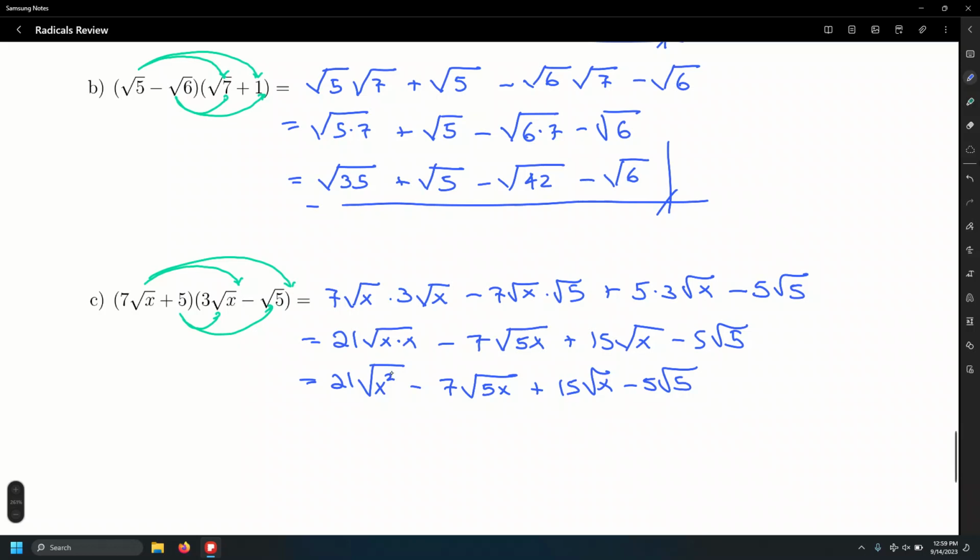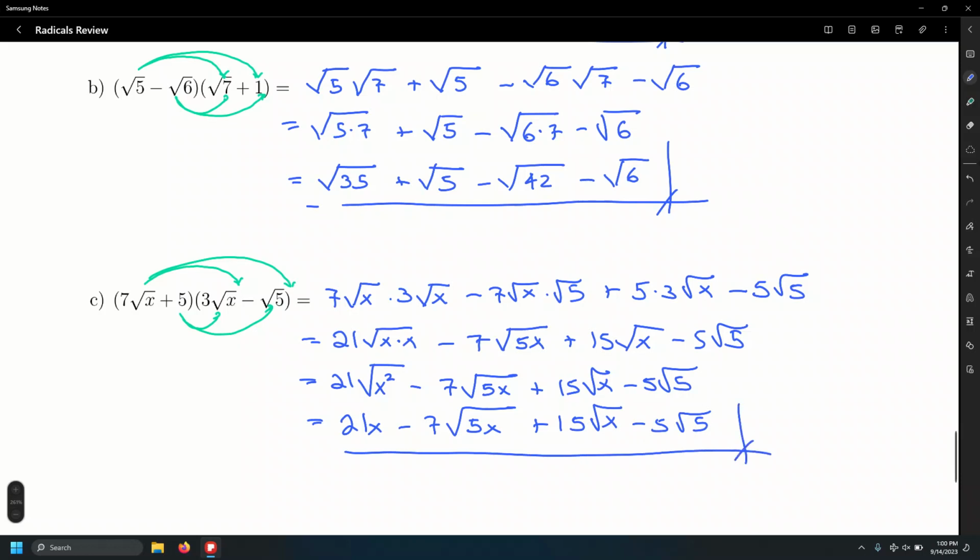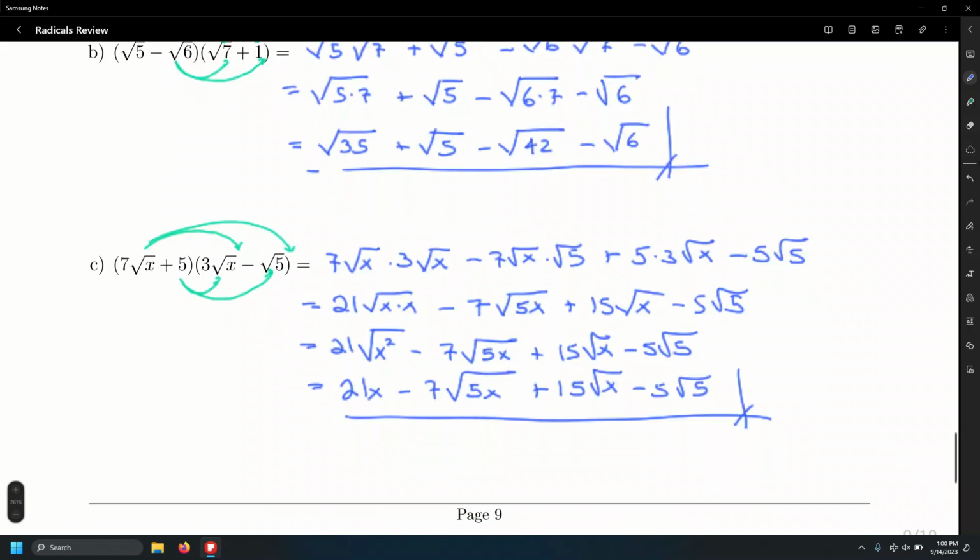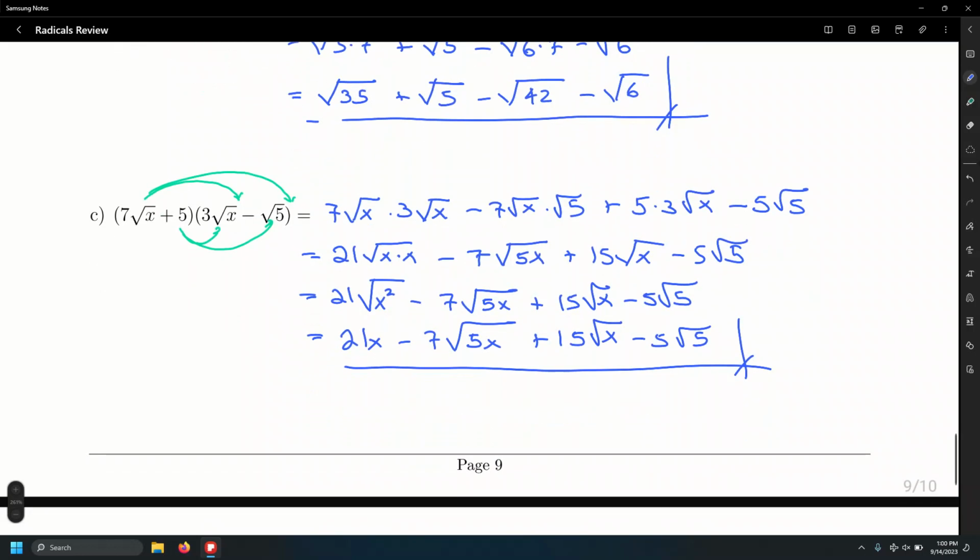Because in this case, this exponent 2 is divisible by the index, which is also 2. That reduces to 1. That's 21x minus 7 square root of 5x plus 15 root of x minus 5 root of 5. And I don't think there's anything else we can simplify any further, because look at all these terms. None of them contain any like radicals. Again, they all contain the same index, but none of them contain the same quantity inside of the radical. That is the radicand. All right.